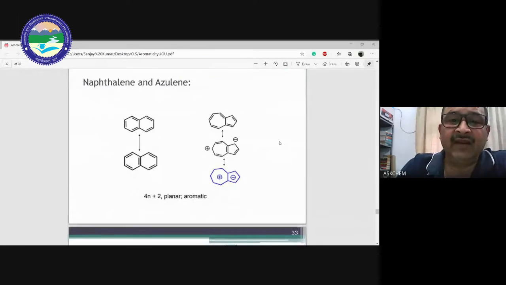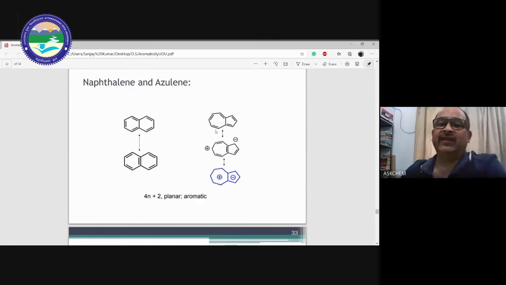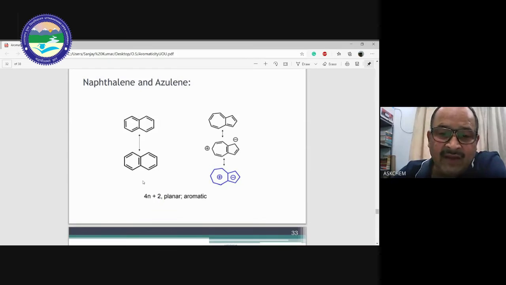Now, naphthalene and azulene. How should we contrast naphthalene and azulene? Naphthalene is 4n plus 2, planar and aromatic. Both these compounds are. And this is naphthalene, with the resonating structures of these two units. And here we have this azulene. In this compound, the middle part is making the cycloheptatrienyl cation, and the other is the cyclopentadienyl anion. So this is the dipolar form.